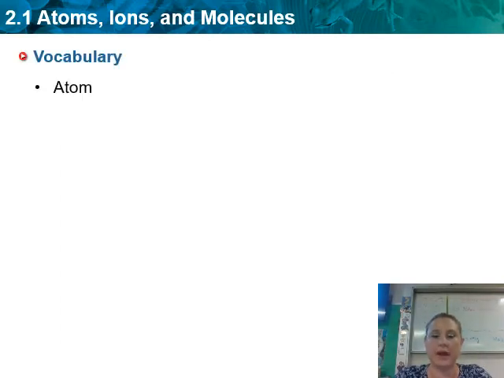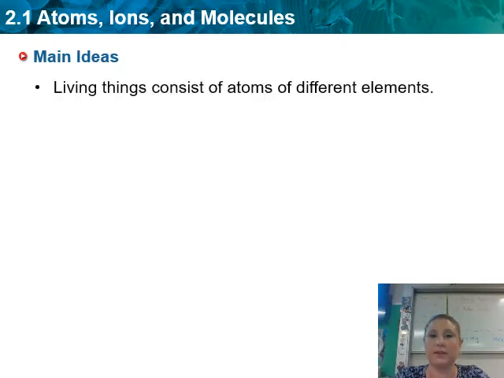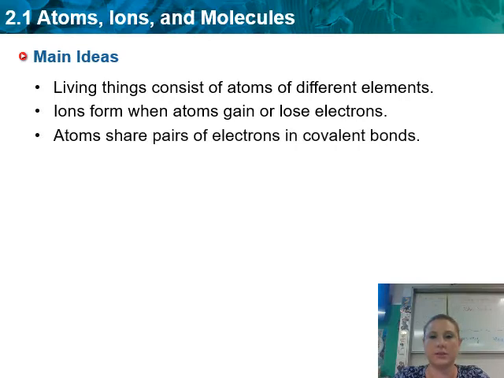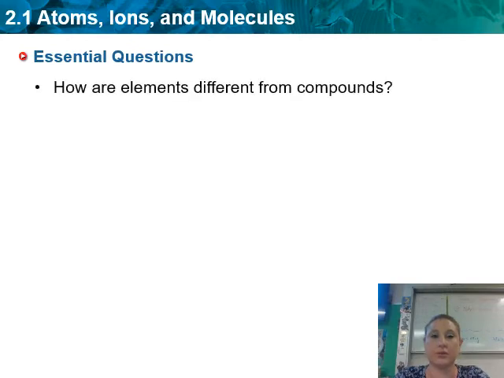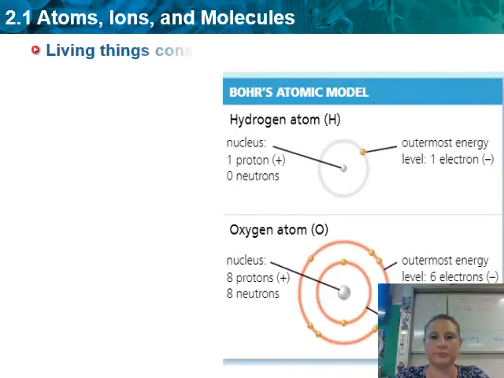Some vocabulary: we have atom, element, compound, ion, ionic bond, covalent bond, and molecule. Hopefully these are all things that you kind of remember, at least some of them you should remember. And then again, we're going to define these as we go through. Our main ideas are living things consist of atoms of different elements. Ions form when atoms gain or lose electrons, and atoms share pairs of electrons in covalent bonds. Our essential questions: how are elements different from compounds? And what is the difference between ionic and covalent bonds?